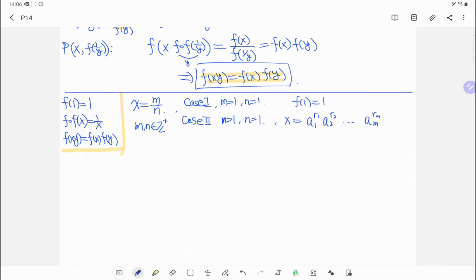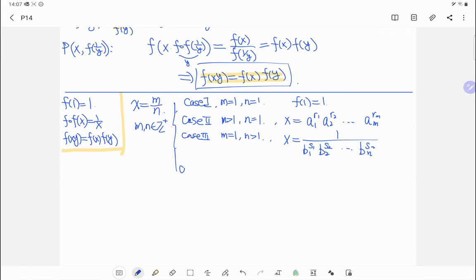And for case 3, m is equal to 1 and n is larger than 1, which means x is 1 over an integer. So it can be written as another prime factorization for its denominator, which is like 1 over b1 to the s1 power, b2 to the s2 power, all the way up to bn to the sn power, something like that.